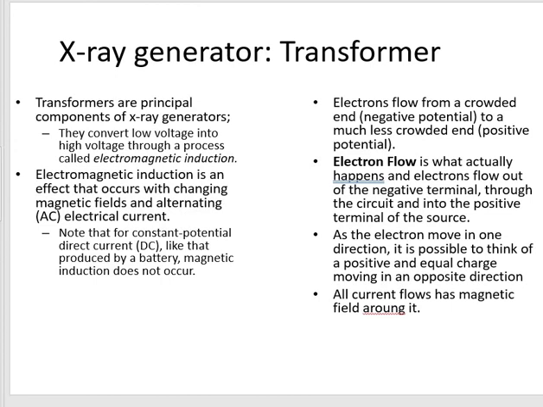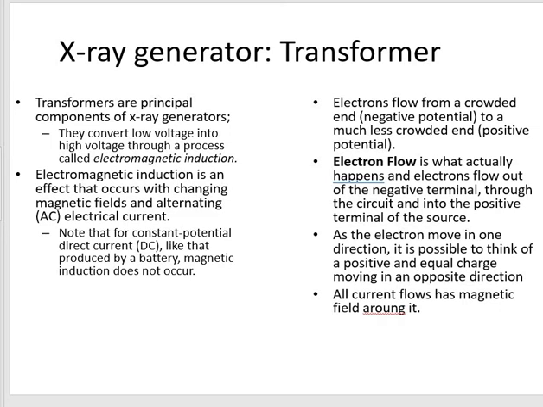Okay, let's move on to the other component of an X-ray tube and generator, that is the transformer. Transformers are principal components in an X-ray generator. Transformers are used to convert low voltage into high voltage for the X-ray tube, and from high voltage to low voltage for the filament circuit. This conversion is done through a process called electromagnetic induction.